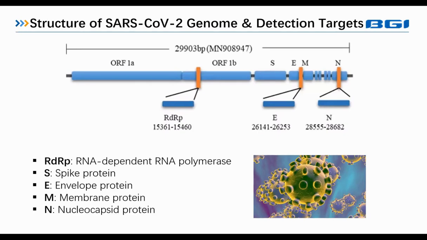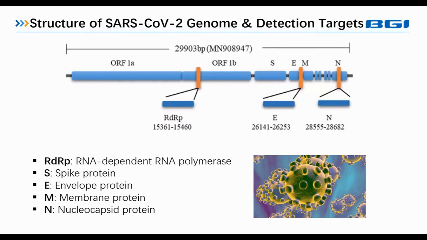This is the structure of the SARS-CoV-2 genome and also several detection targets that can be used. In length, the SARS-CoV-2 genome is about 30,000 base pairs. It contains several regions, including ORF1ab, S, E, M, and N. ORF1ab is a huge region, the largest region in the SARS-CoV-2 genome.